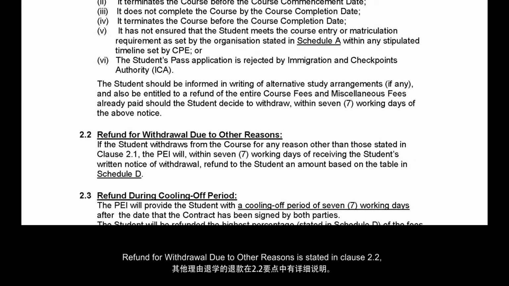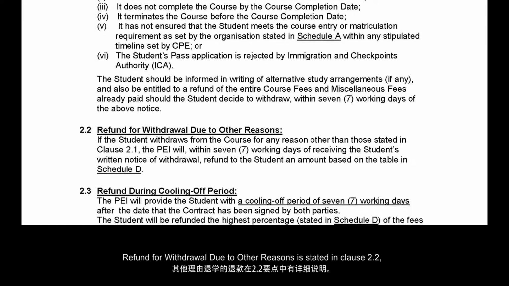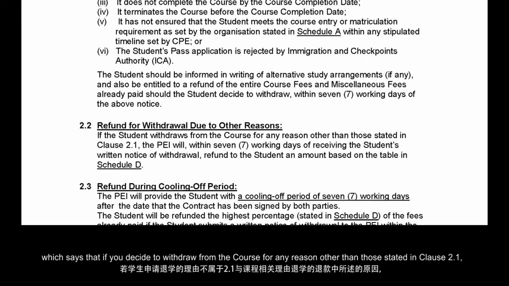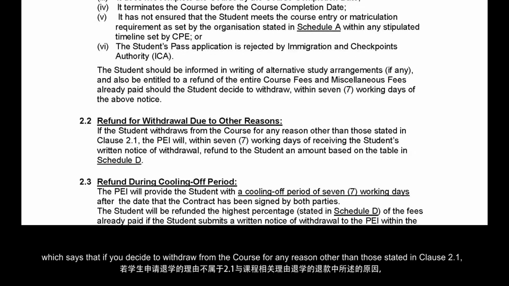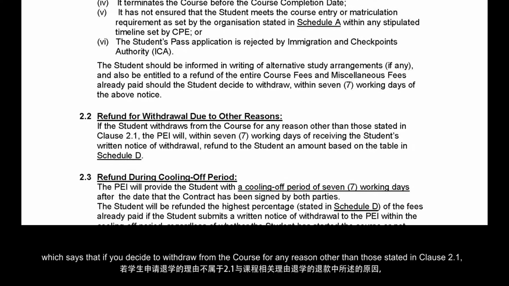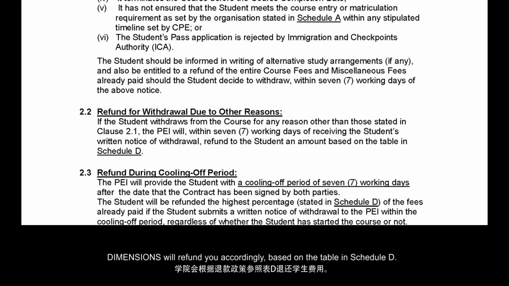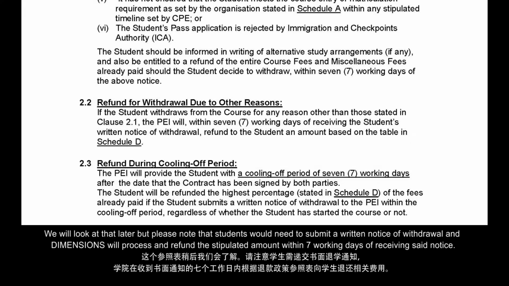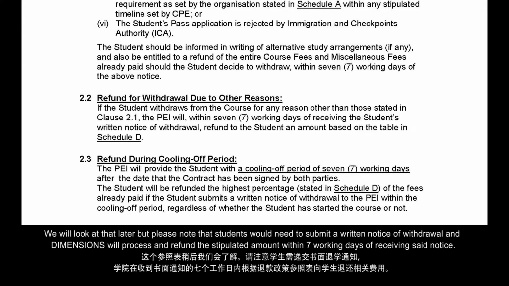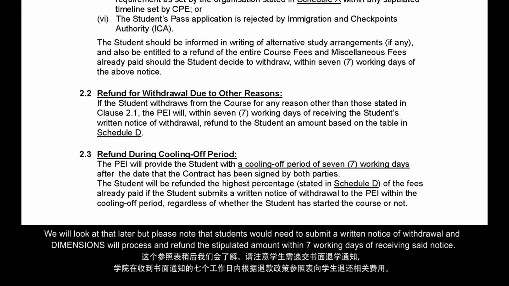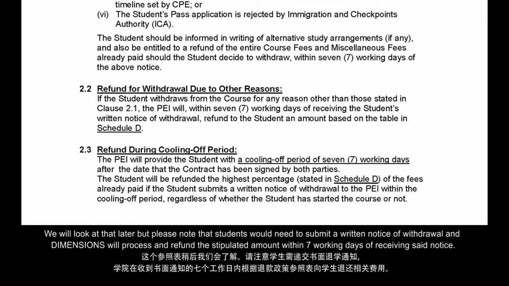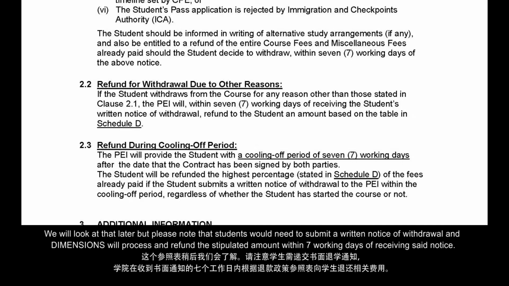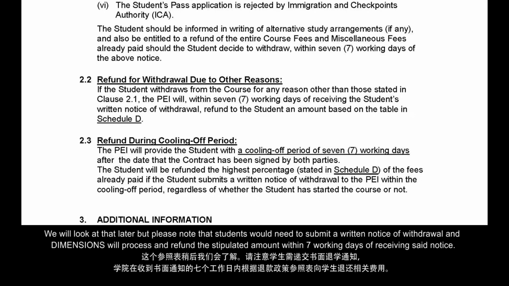Refund for withdrawal due to other reasons is stated in Clause 2.2, which says that if you decide to withdraw from the course for any reason other than those stated in Clause 2.1, Dimensions will refund you accordingly based on the table in Schedule D. We will look at that later, but please note that students would need to submit a written notice of withdrawal and Dimensions will process and refund the stipulated amount within 7 working days of receiving said notice.